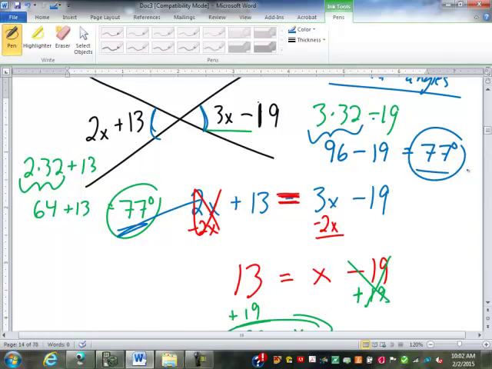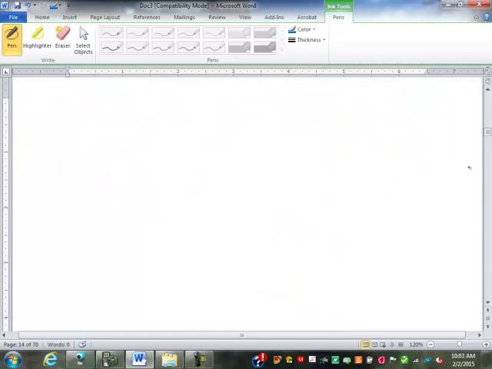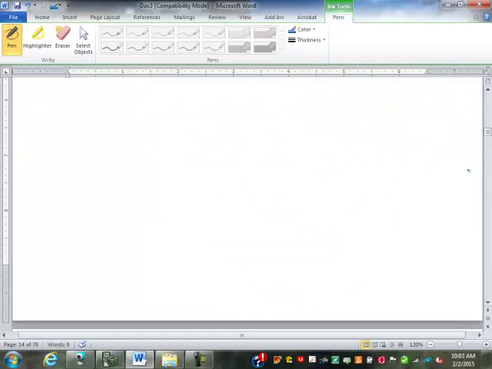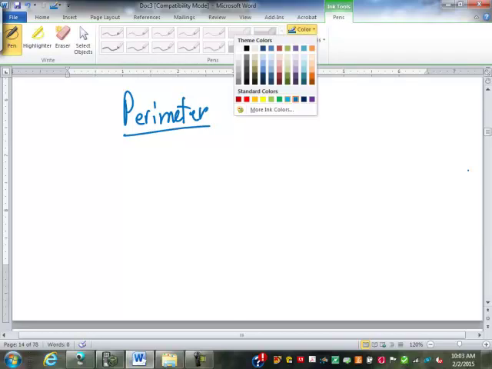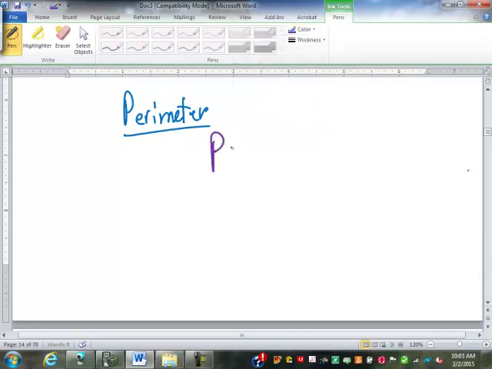There are all sorts of other geometric relationships that fall into this. We've talked about perimeters already. The perimeter of a rectangle. We've talked about length plus width plus length plus width. We're going to shorten that up a little bit. It is 2 times the length plus 2 times the width.